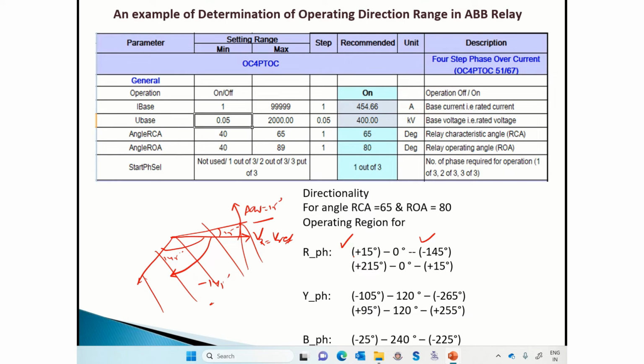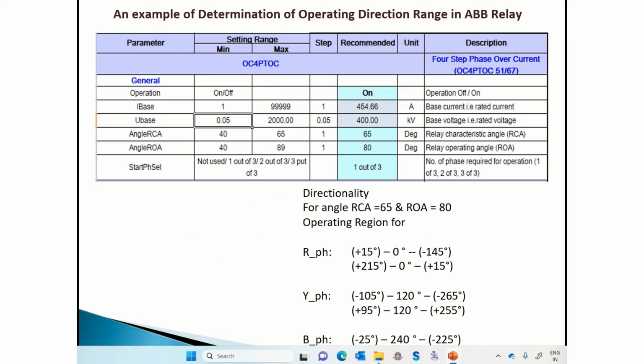So for R phase it will be 15 to minus 145 degree, or we can also write minus 145 as 145 plus 360, that is 215 degree. So we can write it as 215 to 15 degree. So this is my operating region for R phase fault.